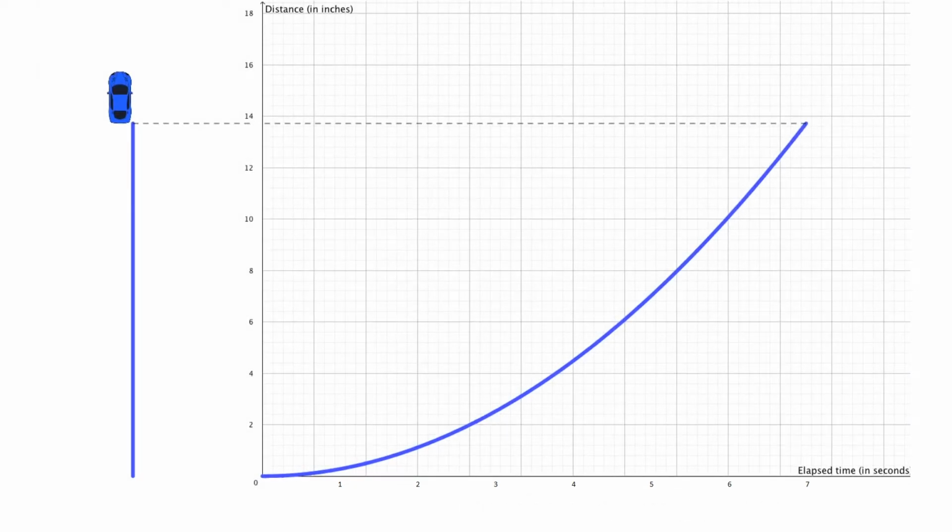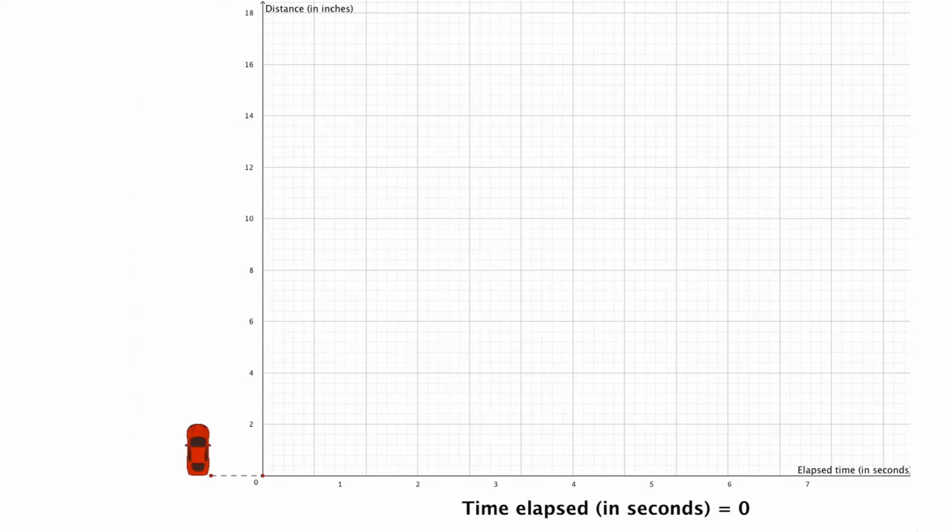Now let's just look at the red car. We'll now construct a graph of the relationship between the red car's distance from its starting position and the number of seconds elapsed since it started moving. Again, we've oriented this car vertically to more easily see how this graph is constructed.